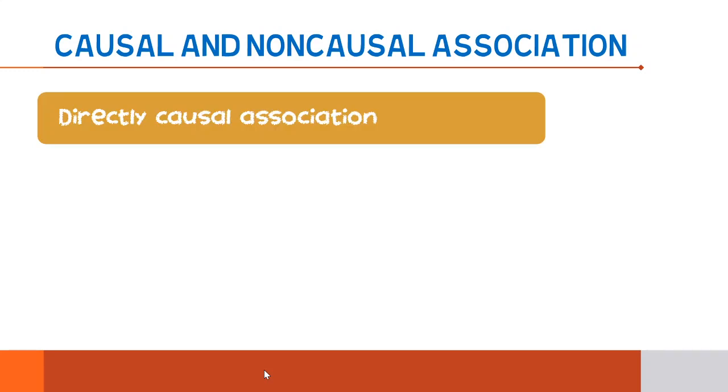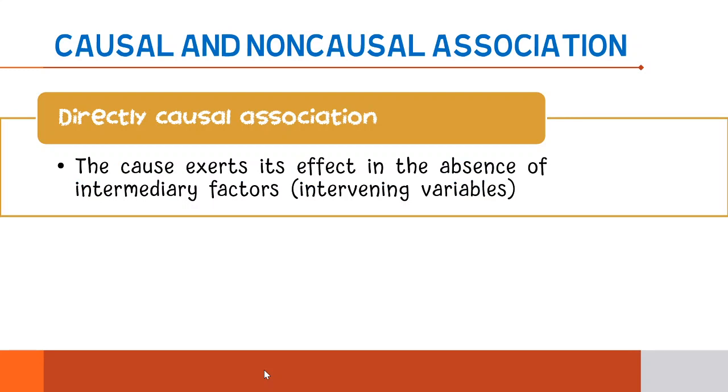First is your directly causal association. Now, this means that the cause exerts its effect in the absence of intermediary factors or intervening variables. When we say intermediary factors or intervening variables, this actually refers to the factor that is linking your exposure to your outcome. Now, from the word direct, meaning siya agad-agad ang nakakacause sa imuhang outcome.